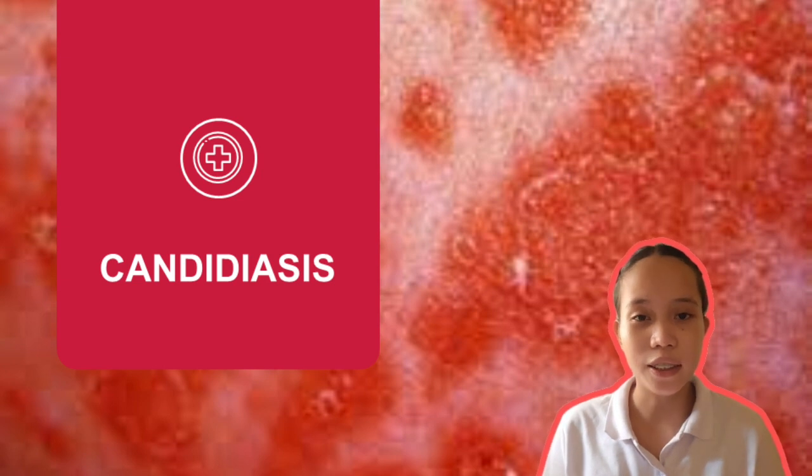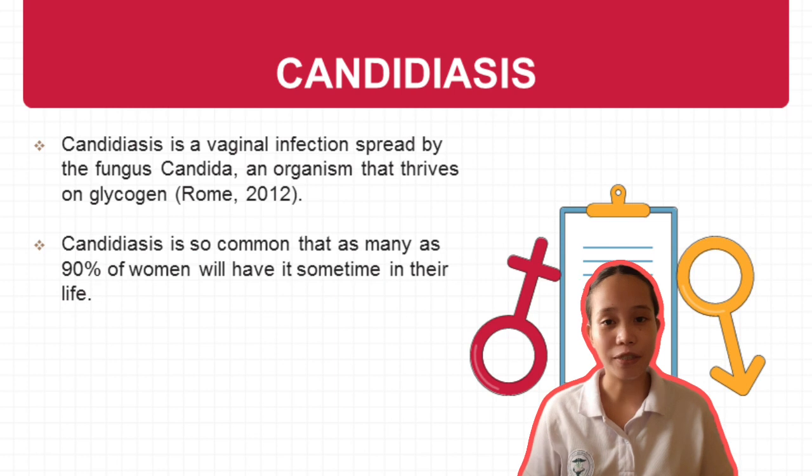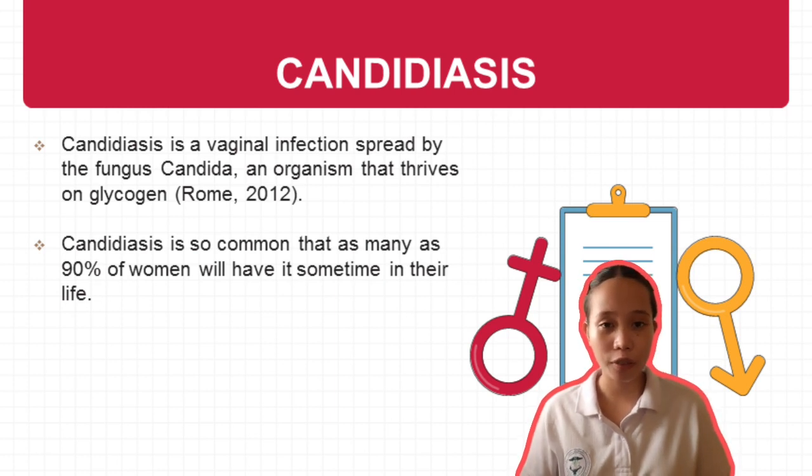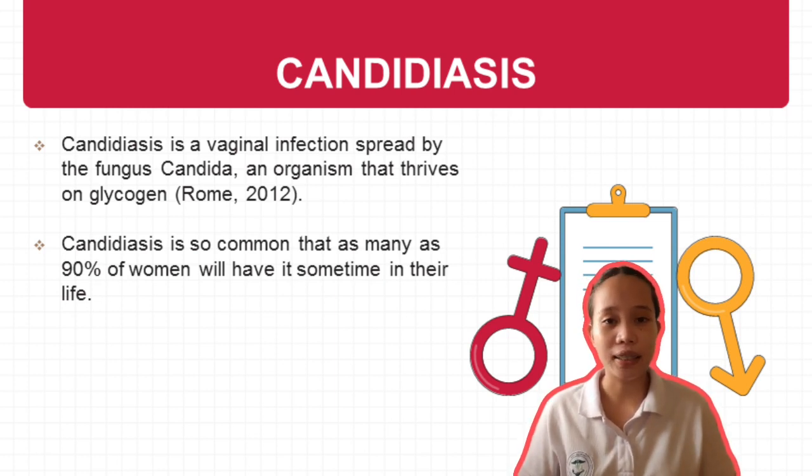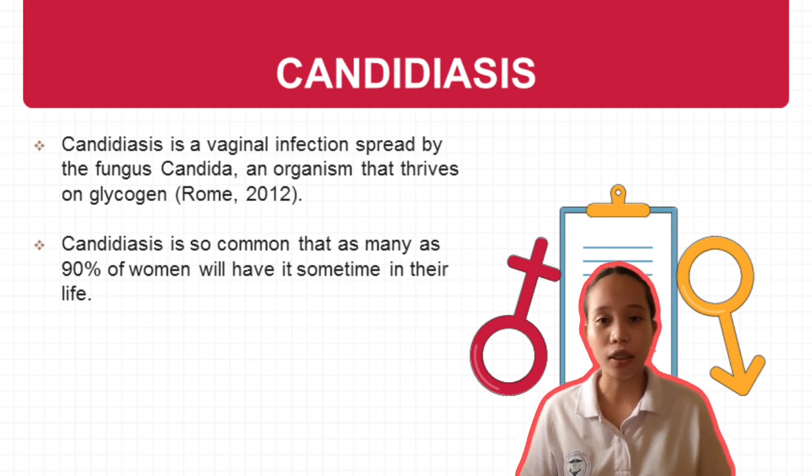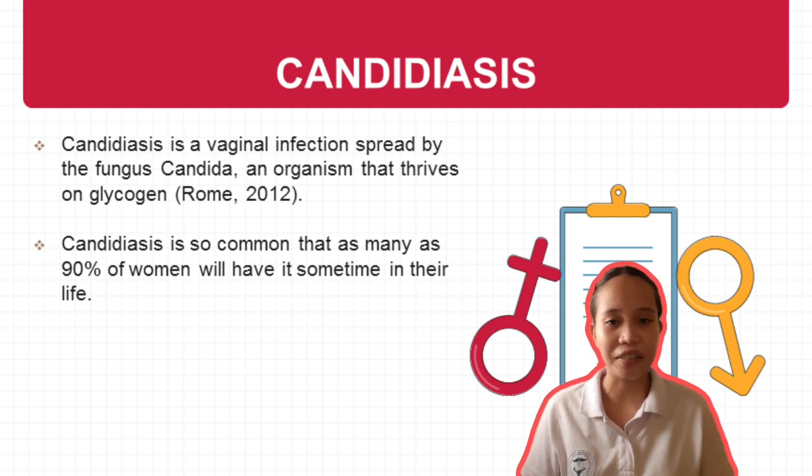The first disorder is candidiasis. Candidiasis is a vaginal infection spread by the fungus Candida, an organism that thrives on glycogen. Candidiasis is so common that as many as 90% of women will have it sometime in their life. Because oral contraceptives produce a pseudo-pregnancy state, adolescents using oral contraceptives tend to have frequent vaginal candidal infections.